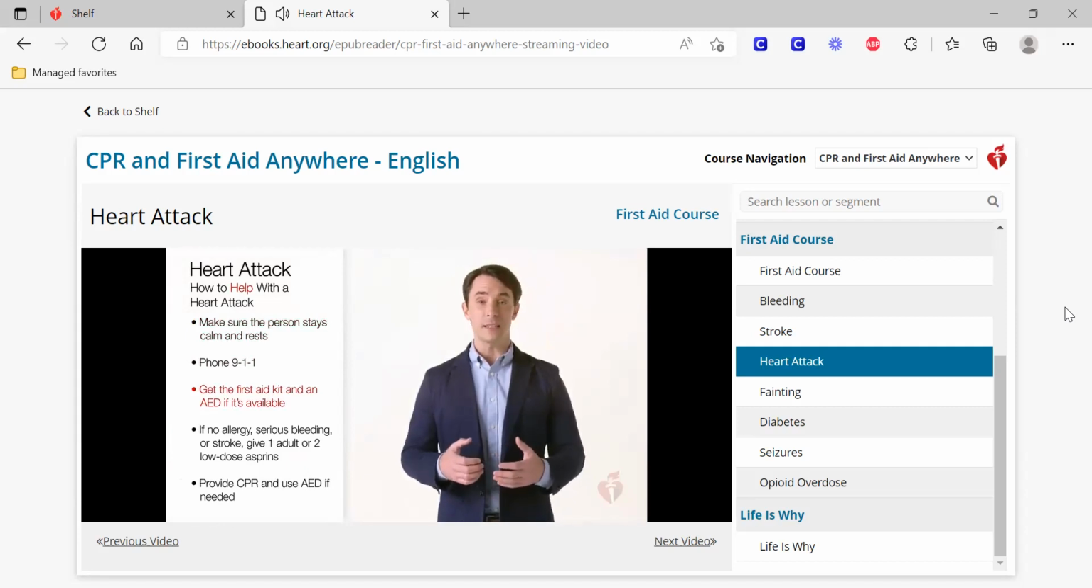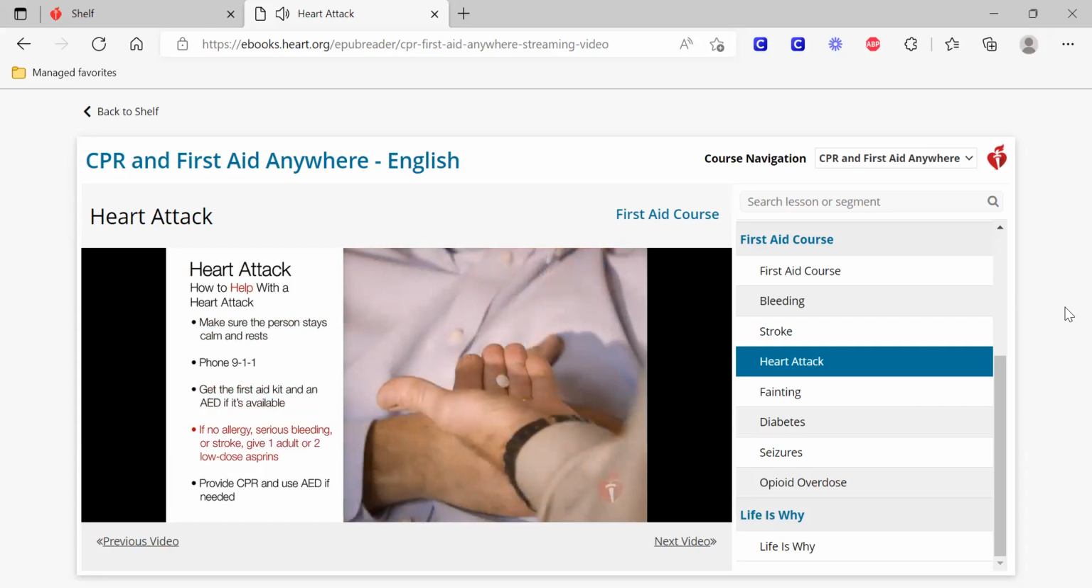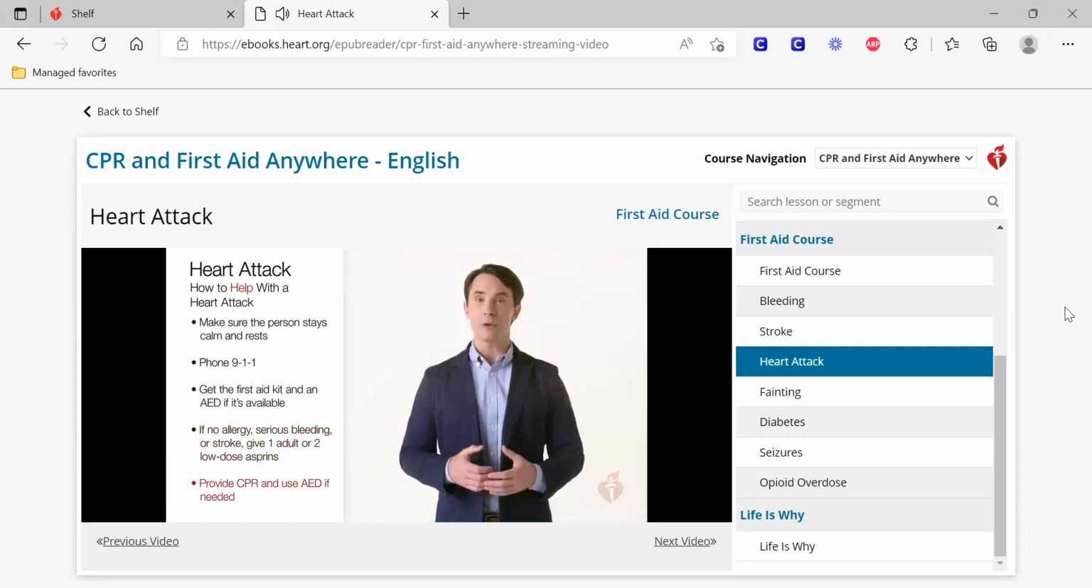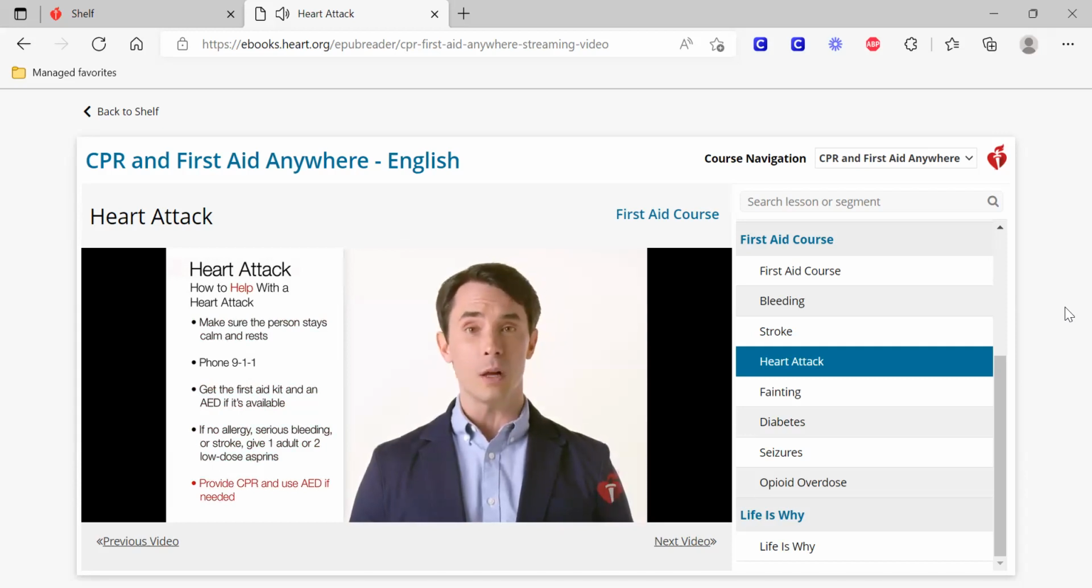Many first aid kits contain aspirin. If the person has no allergy to aspirin, no serious bleeding, and no signs of a stroke, have him chew and swallow 1 adult or 2 low-dose aspirins. If the person becomes unresponsive and is not breathing normally, be prepared to provide CPR and use the AED. Remember that during a heart attack, giving aspirin appropriately can make a big difference in the person's quality of recovery.